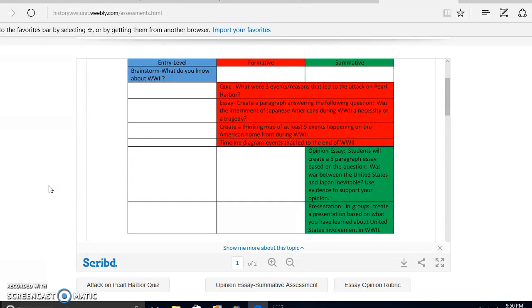Students will be assessed on the unit plan in the following ways. First, entry-level assessment will be creating a thinking map, brainstorming, and finding out what students already know about World War II. Next will be the formative assessment, where students will be taking a quiz on the events that took place in Pearl Harbor, followed by they will need to write a paragraph explaining the internment of Japanese Americans on whether they believe it was a necessity or a tragedy.